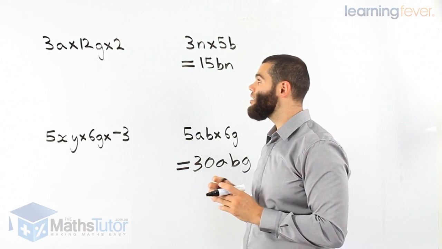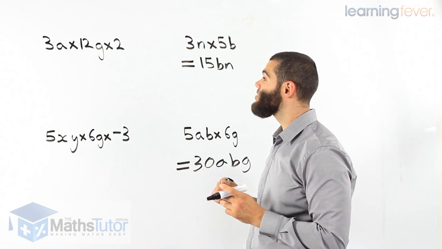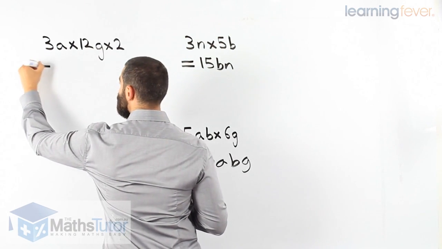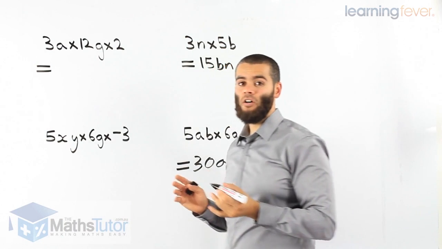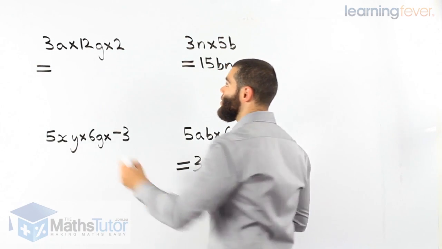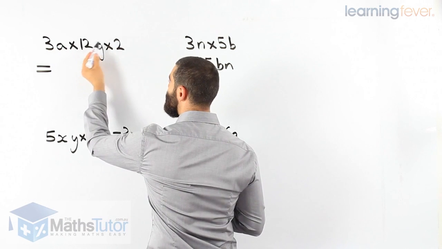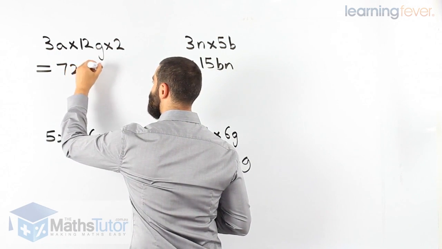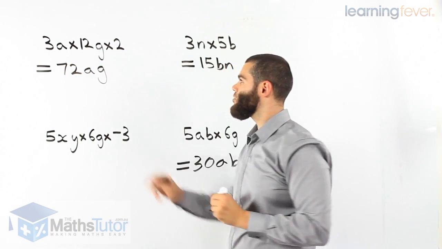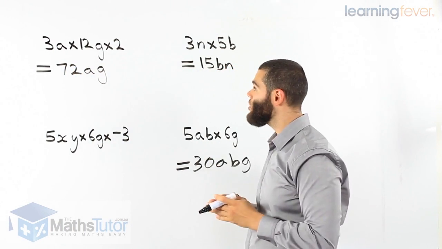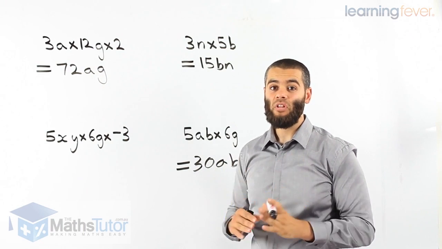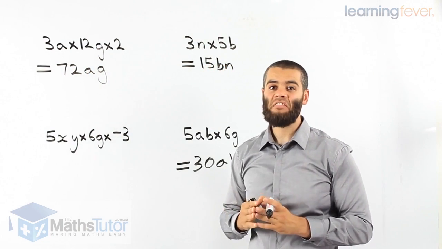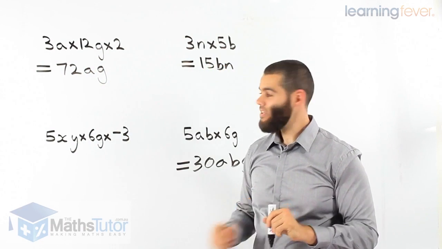We have 3a times 12g times 2. Again, we multiply everything. So 3 times 12, 36. 36 times 2, 72. So 3 times 12 is 36 times 2 is 72. Again, we put the pronumerals a, g. There they are. We put them in our answer. Our final answer, 72ag.